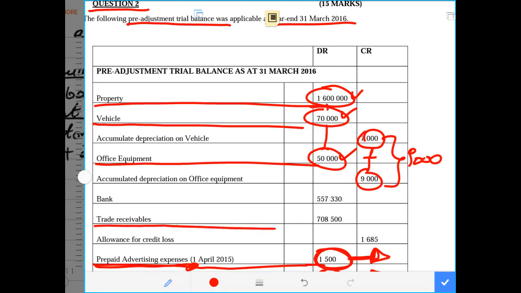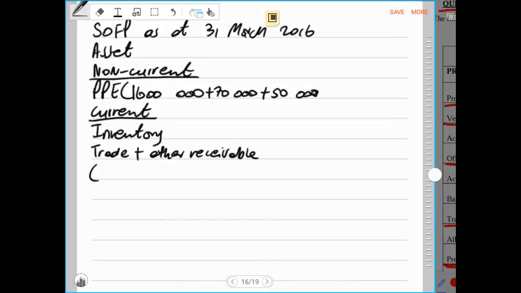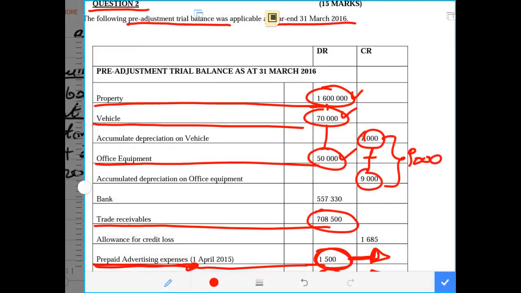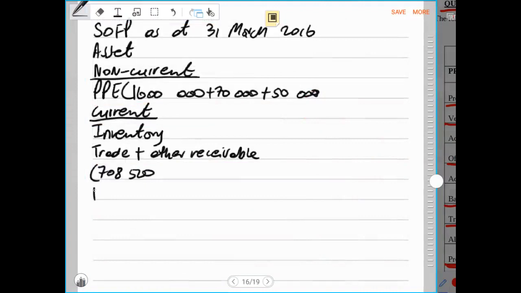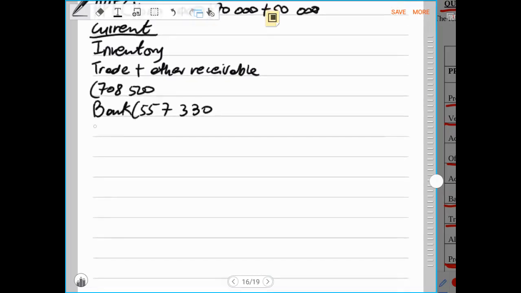There is our trade and other receivables, 708,500 rands. Then after we go straight to the bank account, and our bank account is an amount of 557,330. That will be our bank. Then we go to equity and liability.